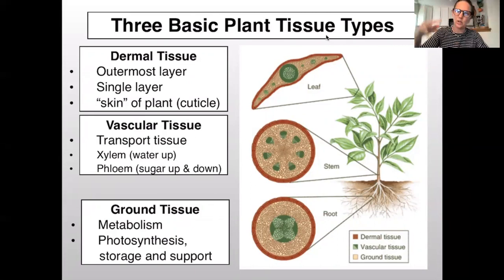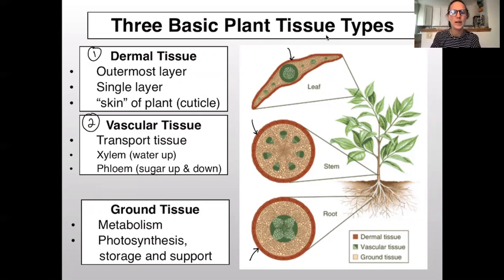If we zoom in a little bit, plants also have some tissue types, all right? 3 types of tissue. The first is the dermal layer. This is the outermost layer. This is the red part here. That is shown here in the leaves, the stems, and the roots. It is the outermost layer. It's usually a single cell layer, and it really acts as like the skin of the plant or the cuticle, right? The second, as we go in, is the vascular tissue.